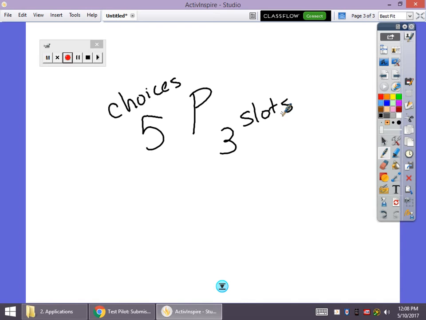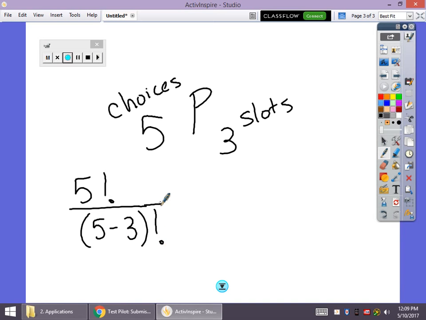Using the permutation formula, which is given to you, it would be 5 factorial over 5 minus 3 factorial. Okay? This is using the formula. I'm going to show you both ways, and I don't care which way you use.